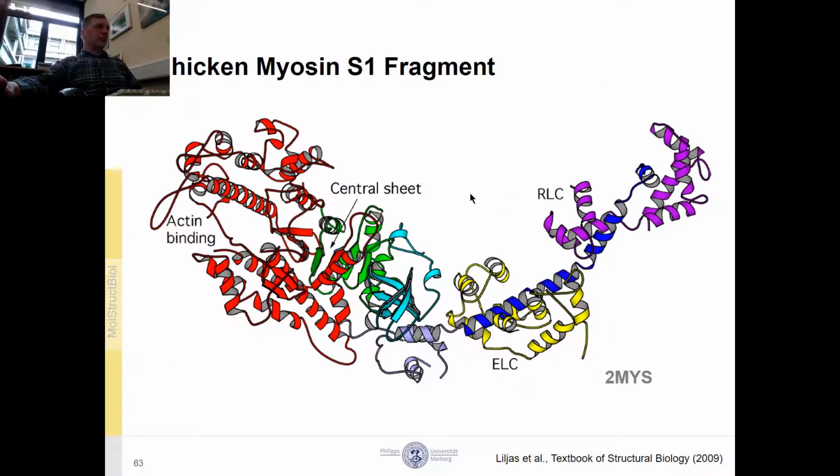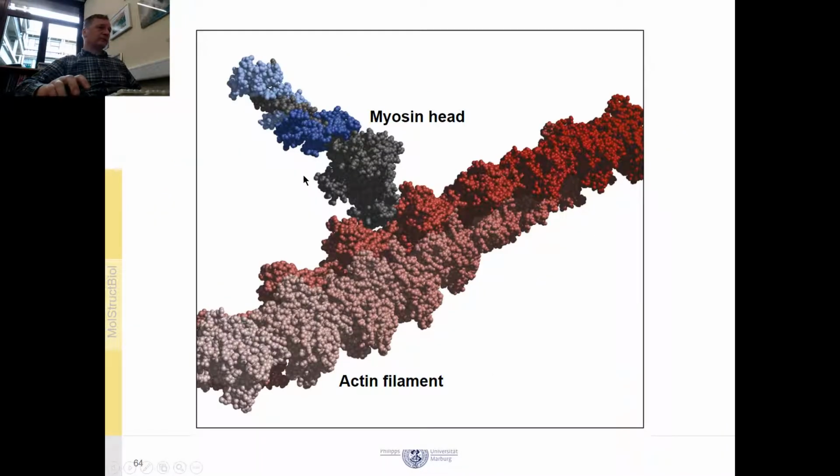Here's chicken myosin, the S1 fragment, one of the very fancy structures. You see the actin binding site, here's the central beta sheet. We also have here the ATP binding site. I don't see it, it should be somewhere around here, and then the attachment to the rest of the filament. So that's where the myosin head is actually coming in. The actin filament is not smooth, it has grooves, and in these grooves the head can actually bind to it in an ATP-dependent manner.